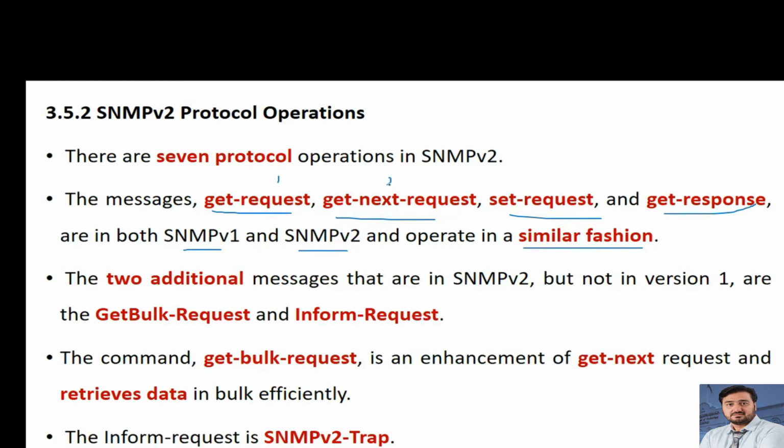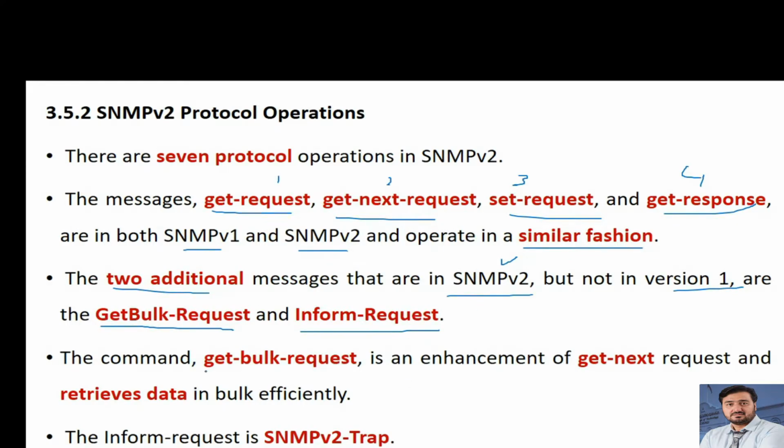So all of these, 1, 2, 3, 4, are the same in SNMP version 1 and SNMP version 2, but there are 2 additional messages in SNMP version 2, the fifth and sixth. What are those 2 additional messages that are not in SNMP version 1? The first one is get bulk request, and the other is inform request. These are the two additional messages added in SNMP version 2.